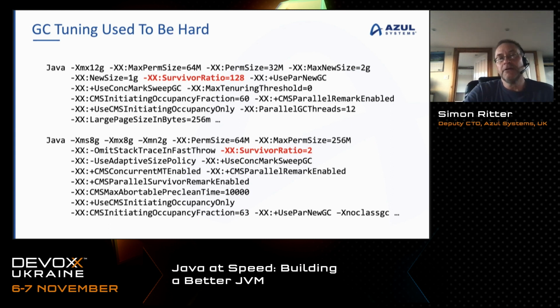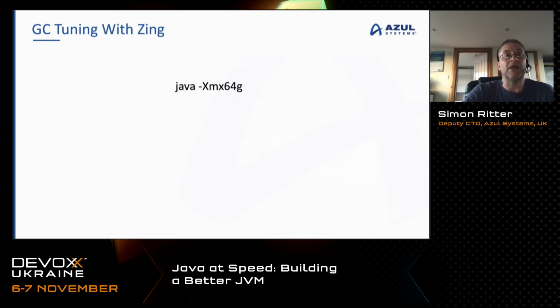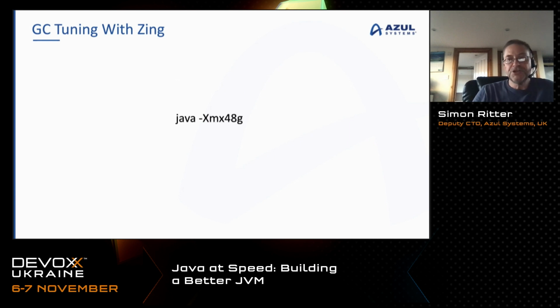If we look at the same thing with Azul, what kind of set of flags would we need to tune Zing? Pretty simple, actually. All we need to do is set the heap size. Now, this is how we start off with our tuning. We basically say, set the heap size, make sure your application runs, and then reduce the heap size. Reduce the heap size until you get to a point where the system can't quite keep up with it and you need a bit more heap. Turn it up a bit, give yourself a bit of headroom, and that's it.